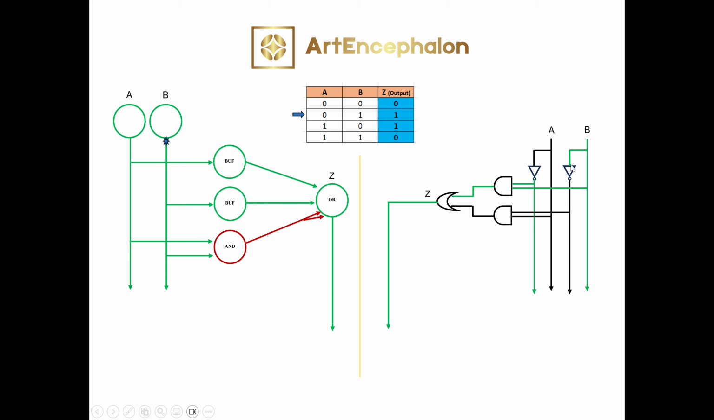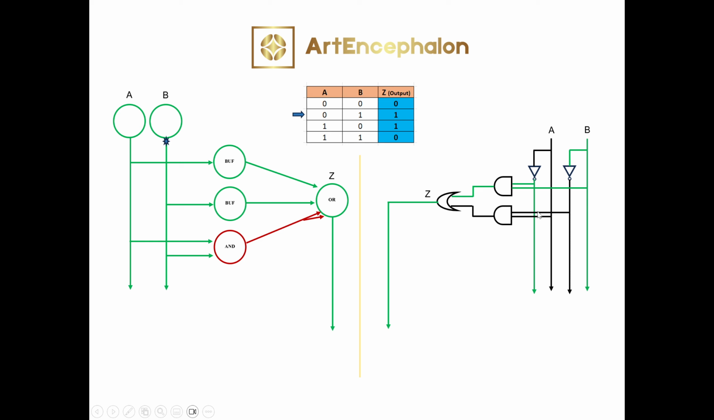The inverse of 1 is 0. That's why you have 0 here. The inverse of A, which is 0, is 1. That's why you have 1 here. When you tap 1 and 1, going to an AND logic, the output will be 1. That's why you see it's green. It's 1. In this other case, the second AND gate here, it's tapping from A and the inverse of B.